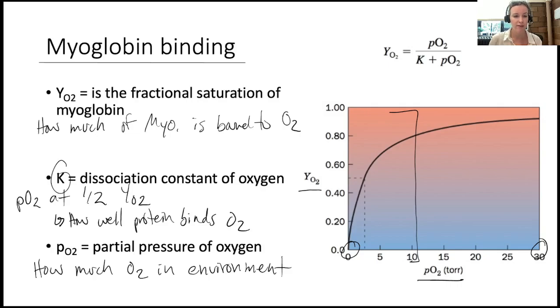So first, let's find 1/2 of YO2. Here is 0.5. So we'll bring that over to the curve. And now K is the partial pressure of oxygen at 1/2 saturation. So we need to drop that down to the x-axis to find the partial pressure. And so the K value of myoglobin is about 3 torr. And so this is fairly small, which should indicate to us that myoglobin binds oxygen very well. Next up, hemoglobin.